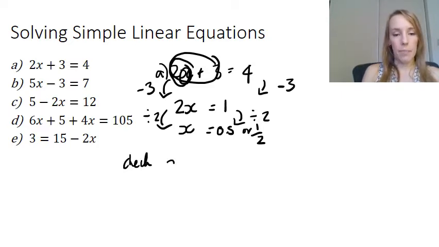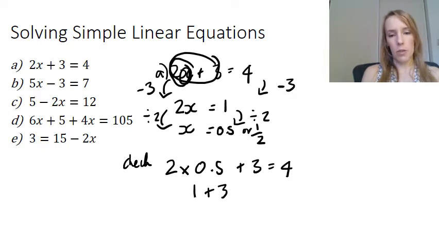So we'll check that. 2 times 0.5 plus 3 equals 4. So 2 times 0.5 is 1. 1 plus 3 equals 4. Yes, 4 equals 4. Good, so we know we're correct.